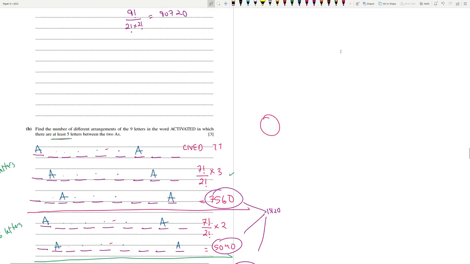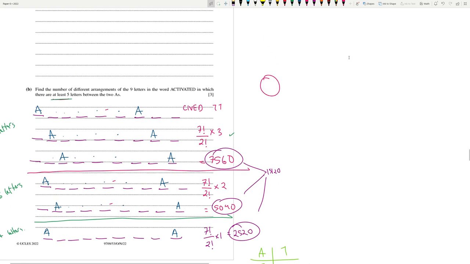Next, what do we have? Find the number of arrangements in the word activated in which there are at least 5 letters in between the two A's. So we did a sum like this where there were 6 letters in between the two A's. Let's see this. So 9 letters, right? So 9 blanks basically. 1, 2, 3, 4, 5, 6, 7, 8, and 9. So we need 5 letters in between the A's. So 1, A, then 1, 2, 3, 4, 5. Then the A will be here.